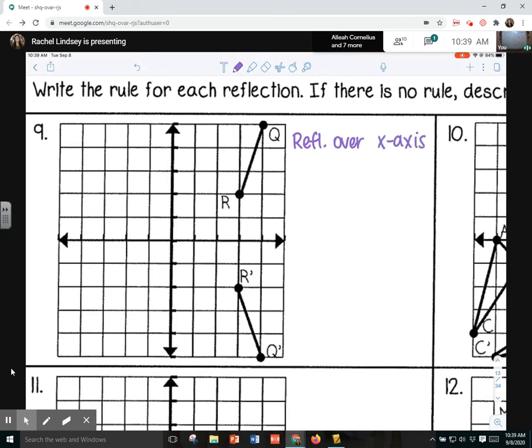So I'm going to pick R. R starts at 3, 2, and R prime is at 3, -2. So what changed from there? The x didn't change, but the y sign changed, right? So my rule would be (x, y) goes to (x, -y). That's my rule for that.